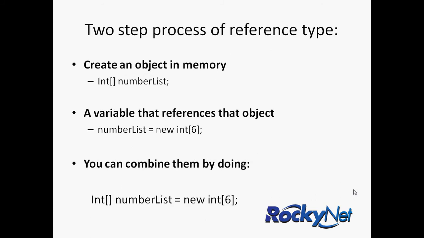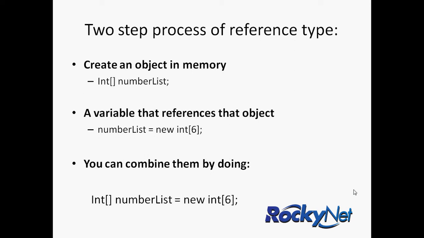Two-step process of a reference type. First, you must create the object in memory. As you can see in this first step, we create an integer, use the brackets to reference that it'll be an array, and then give it a variable, number list. Then the variable must be referenced to the object. So we again state the variable on the left side of the equal sign, and then we use a new clause, then int, and then two brackets with the 6 in the center. The 6 references how many elements or placeholders the array will have.